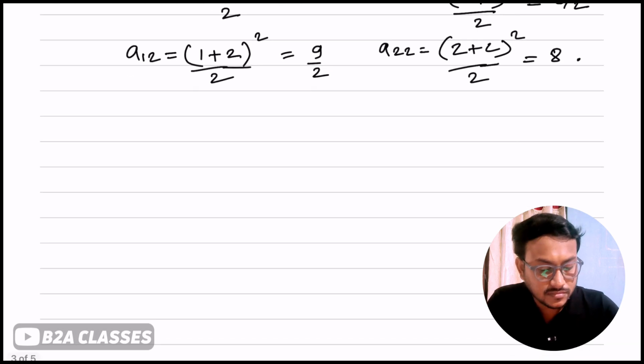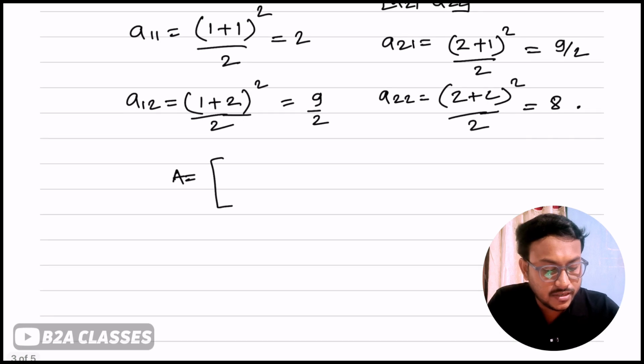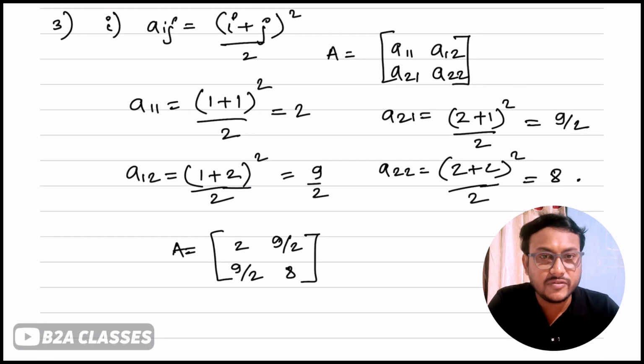Now we will put the elements in the matrix. So the final answer will be 2, 9 by 2, 9 by 2 and 8. So this is the square matrix. Now we will see the next question.